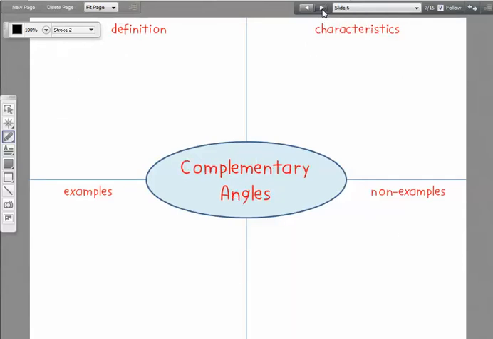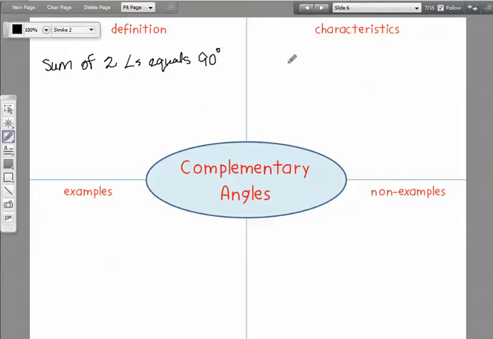Okay, the other one I wanted to talk about was complementary angles. Now complementary angles, what we're talking about here is the sum of two angles equals 90 degrees.